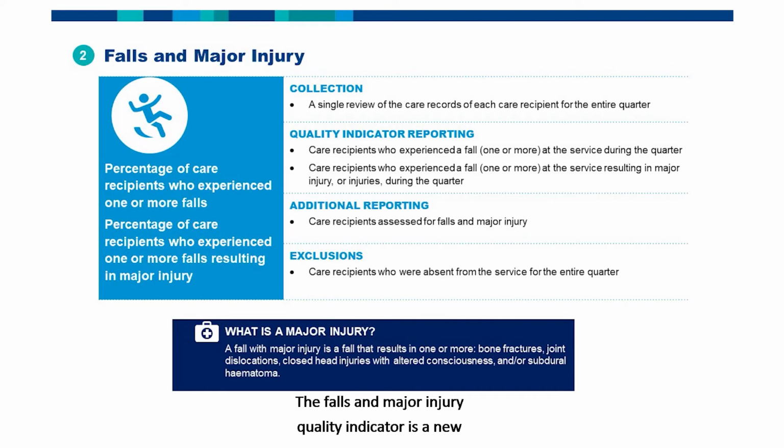The Falls and Major Injury Quality Indicator is a new quality indicator to the QI program from 1 July 2021. A fall is an event that results in a person coming to rest inadvertently on the ground or floor or other lower level. A fall resulting in major injury is a fall that meets this definition and results in one or more of the following: bone fractures, joint dislocations, closed head injuries with altered consciousness, and/or subdural hematoma.